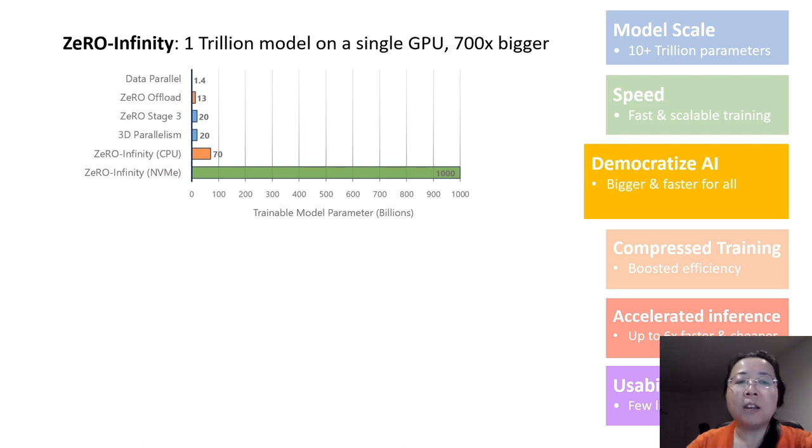We pushed out ZeRO-Offload and ZeRO Infinity for these users. This offloading technology leverages CPU, GPU, and NVMe memory for training large models. Using a machine with a single GPU, our users can run models of up to 1 trillion parameters without running out of memory. This is 700x bigger than the existing approaches while obtaining competitive throughput. This feature democratizes multi-billion parameter model training using a single GPU.